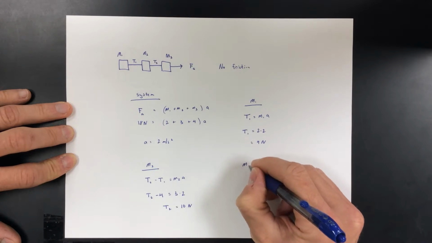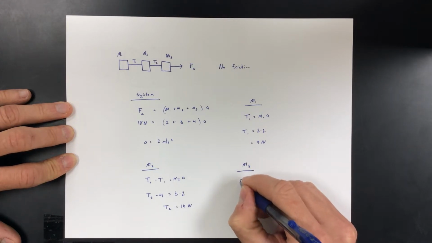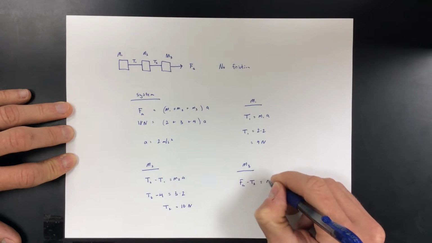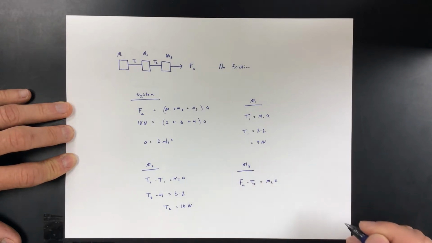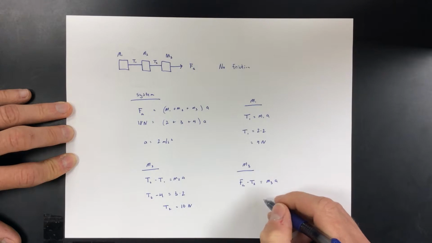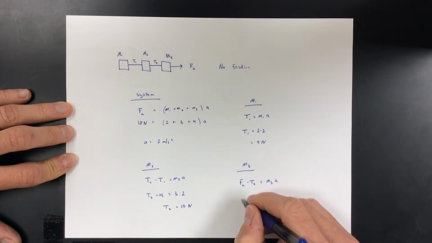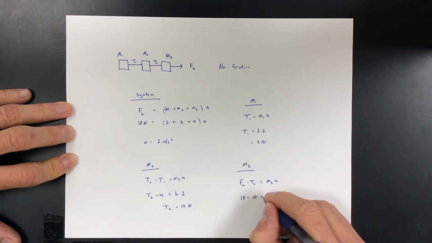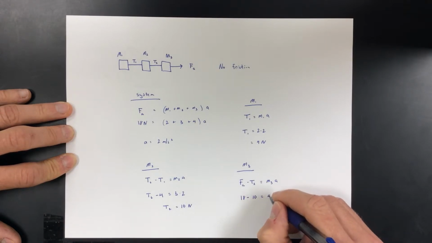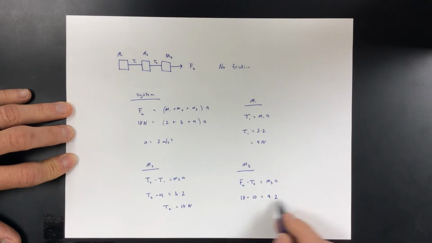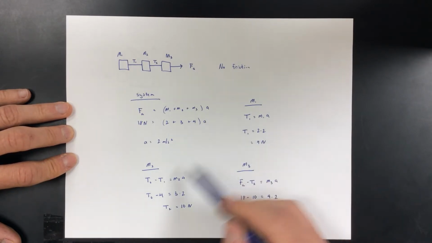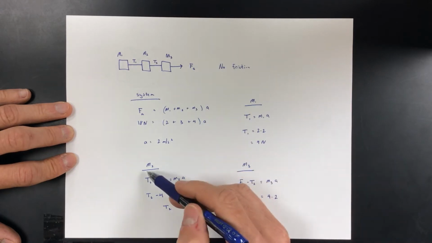If you just did the third block, the applied force is trying to pull the third block, but T2 is pulling it back, and that causes M3 to experience a certain acceleration. And all of this will just check out. So we'll have the applied force was 18. We already said T2 was 10. M3 was 4, and the acceleration was 2, and look, you get 8 equals 8, meaning M3 is consistent with the values that we already found looking just at M1 and just at M2.